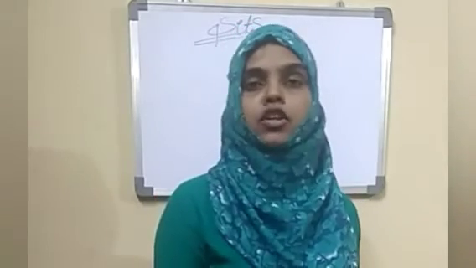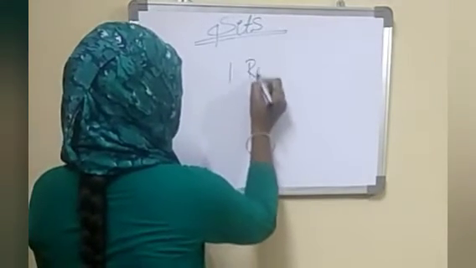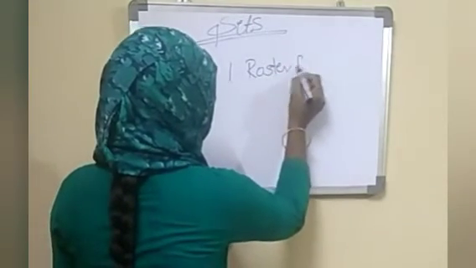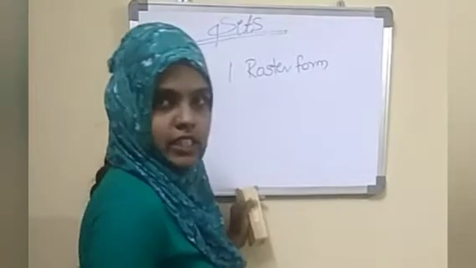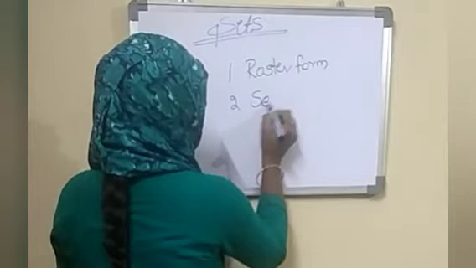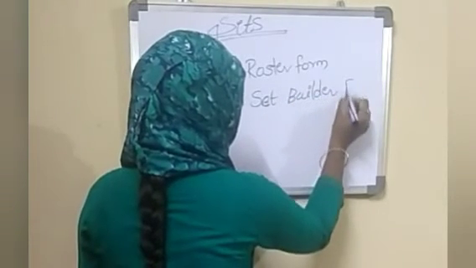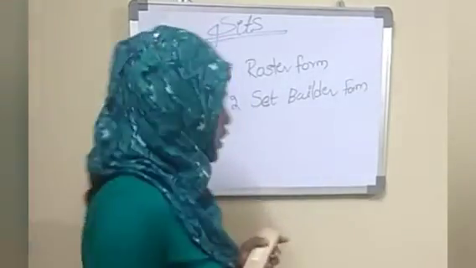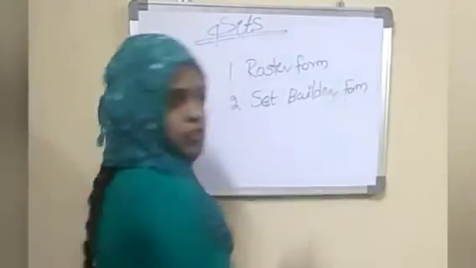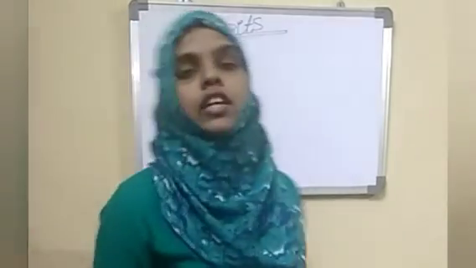Here we have two forms of sets. One is roster form and another one is set builder form. What is the first one? Roster form. And the second one is set builder form. Here first we will go with the roster form. What is a roster form? First we will go with some examples.